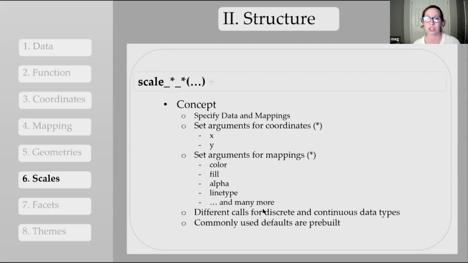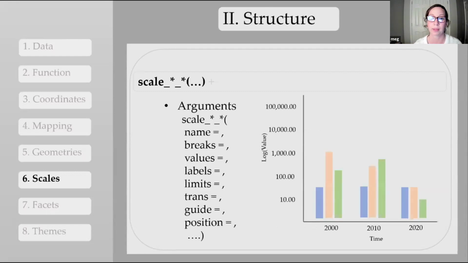And then there's also a bunch of these scales that are commonly used defaults that are pre-built so that you don't have to build them up from scratch. The arguments within scales: you call your scale, you specify what type, what you're scaling, and if it's continuous or discrete. And then you can name it, you can change the breaks, you can change the values. You can change your labels, you can change the limits of the plot, you can choose transformations, so you can specify log transformations here, you can tell it whether or not you want a legend here. And then you also can specify, like we've seen before, the position.